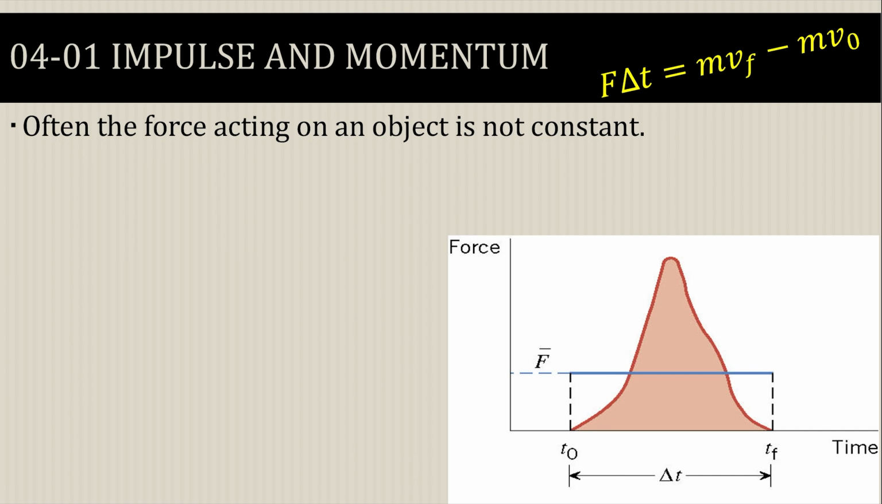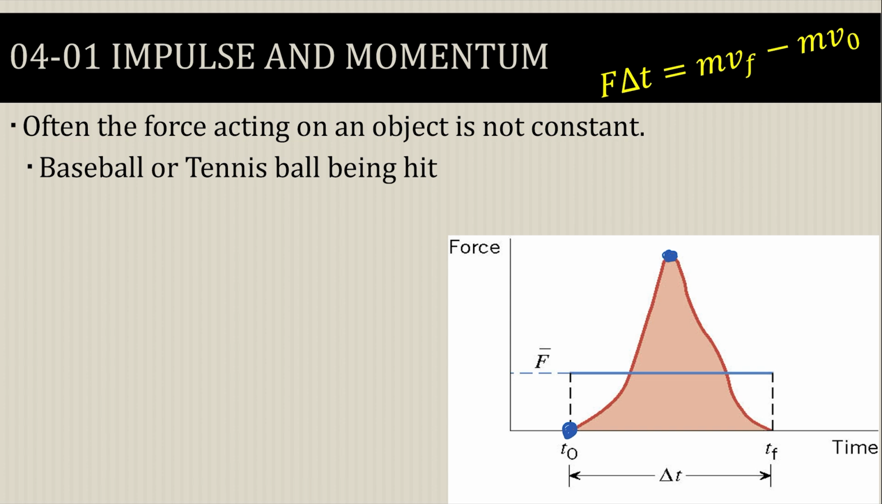Often the force acting on an object is not constant. Think of a baseball or tennis ball being hit. When you first start to make contact, when you're barely touching, the force is very, very small because you're just barely touching. Then in the middle of the swing, the force is very high because you have lots and lots of contact, really pushing the ball. And then as the ball is leaving, it's barely touching anymore, and so you have no force. So the force isn't constant.